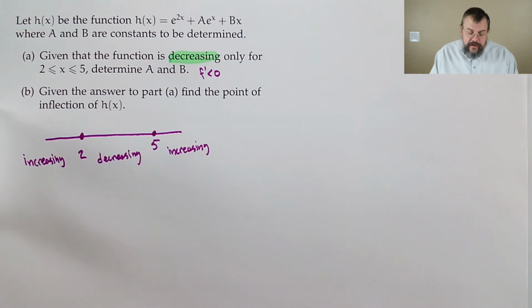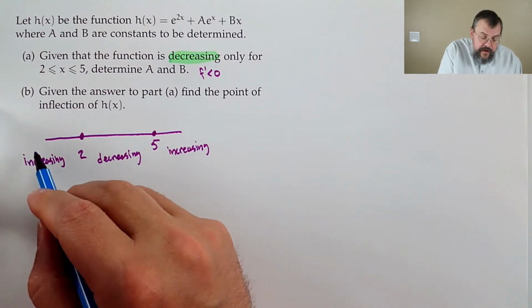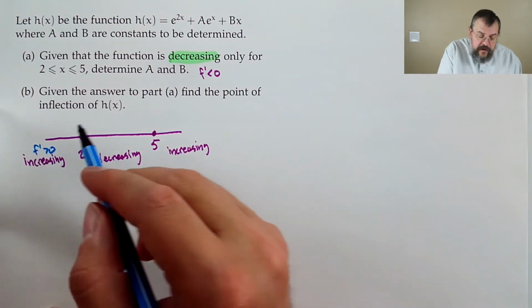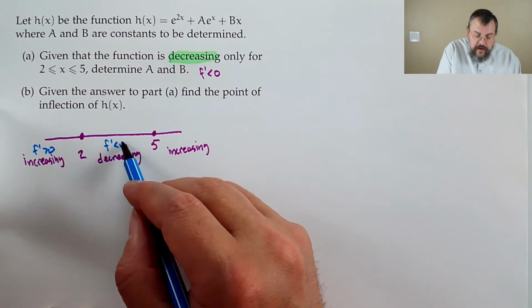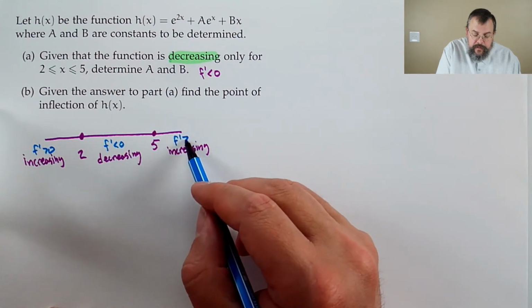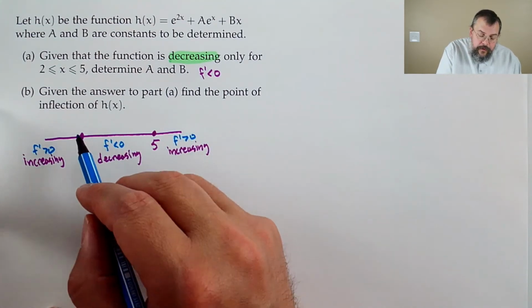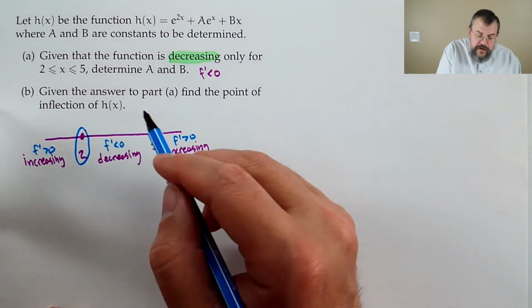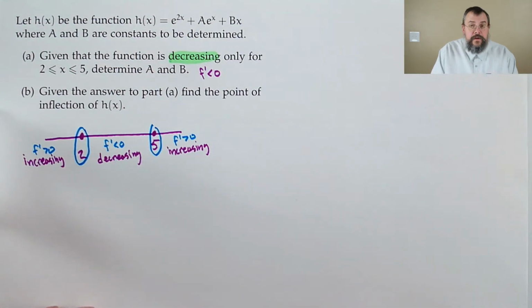So increasing tells us something about the derivative being positive. So our derivative is going to be positive. Decreasing, derivative is negative. And increasing, derivative is positive. Now, what does that tell us about 2 and 5, where we transition between different behaviors? What it tells us is that our derivatives at 2 and 5 have to be 0.